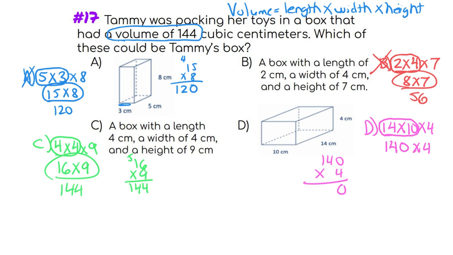4 times 0 is 0. 4 times 4 is 16. 4 times 1 is 4, plus 1 is 5. And so, as expected, I got something way bigger than 144, 560, which gets rid of answer choice D. Correct answer is C.